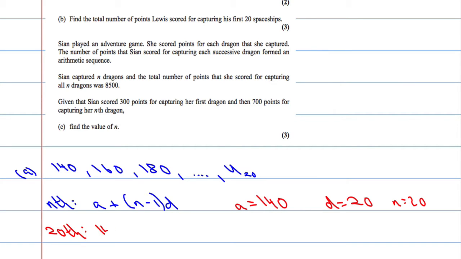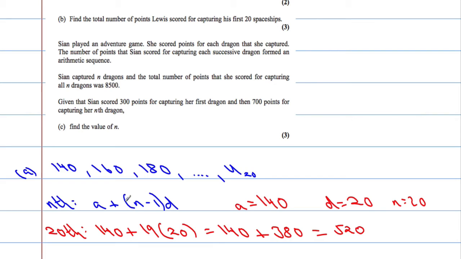So we get 140 plus 20 take away 1, which is 19, times 20, and that's going to equal 140 plus 19 times 20. Well, 19 times 2 is 38, so 380, and when we add those two together, we're going to get 520.